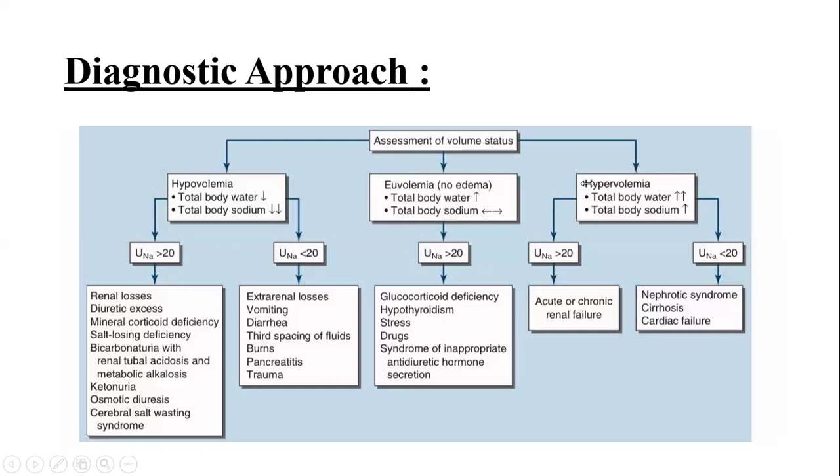Now, if there is hypervolemia, that is there is edema, the total body water is more as compared to total body sodium. Here again we have to calculate urinary sodium. If it is more than 20, it is due to renal failure. If urinary sodium is less than 20, causes like nephrotic syndrome, cirrhosis, and cardiac failure have to be considered. In this way, we can find out what is the cause of hyponatremia.